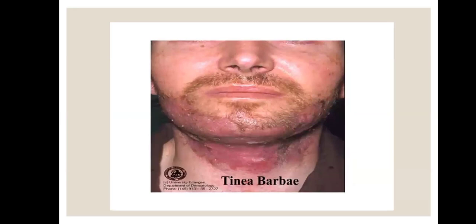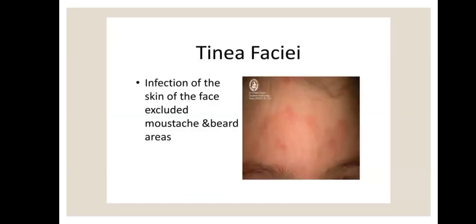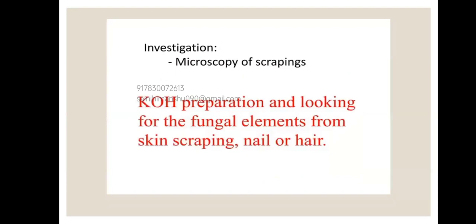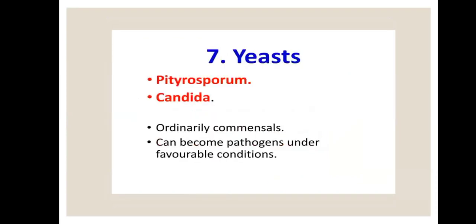Tinea barbae, that's on the beard areas. Tinea faciei, on the other parts than the beard areas. Perioral dermatophytosis, on the auricular part. So from KOH solution, you can prepare, you scrape the skin and you can put it in that and observe through the microscope. You can see the fungus moving.